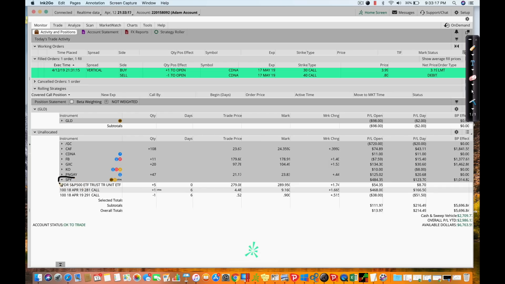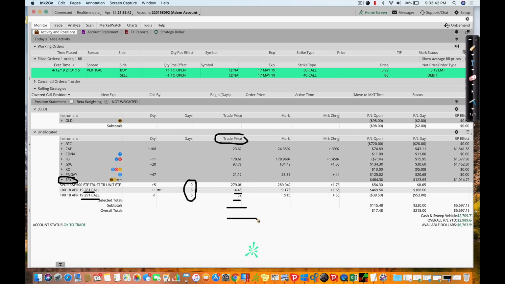Okay, so this is my SPY spread. So earlier I bought the 281 call and sold the 291 call. So that's a spread. And it's got 6 days left to expiration. So good time to take profit just before it expires. What was my trade price? So I bought the 281 call at 448 and I sold the 291 call at 52 cents.